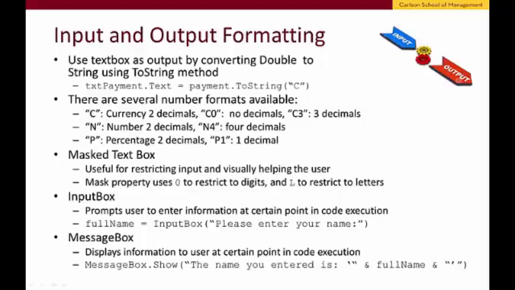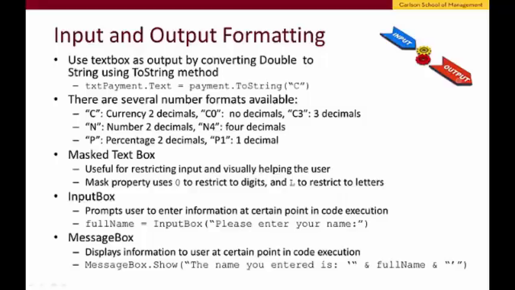of digits. The main three number formats are shown at the top of the slide. Masked text box uses its mask property to restrict input to digits with mask 0, letters with mask L, and has a number of customized formats for phone numbers, zip codes, etc. Input box is used when we want to prompt the user to enter a piece of information at a given point in the code execution.